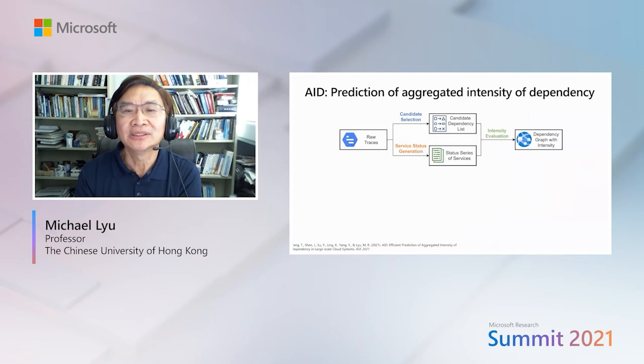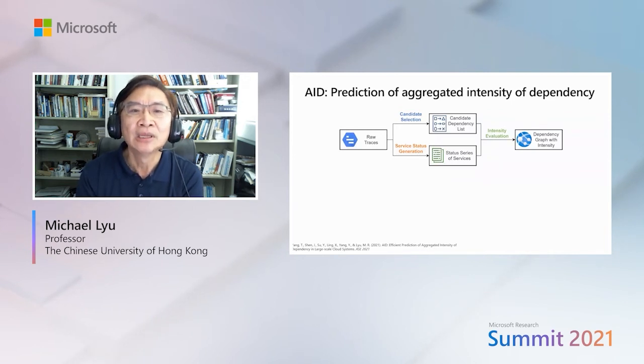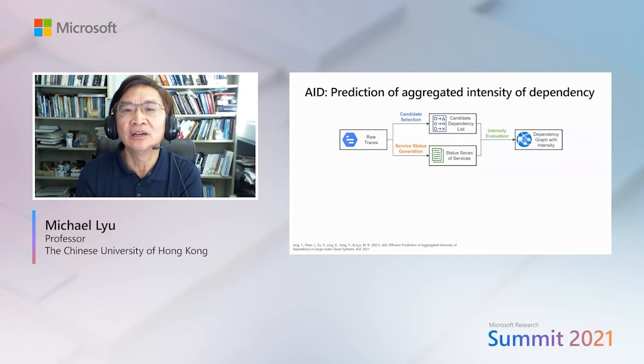However, current practice simply defines the dependency as a binary relationship. That is, dependency either exists or it doesn't exist. But it fails to consider the degree of dependency between services, which is caused by different fault-tolerance mechanisms. Hence, we propose the concept of aggregated intensity of dependency, and the novel framework is called AID to measure that. It consists of 3 parts: candidate selection, service status generation, and intensity evaluation.